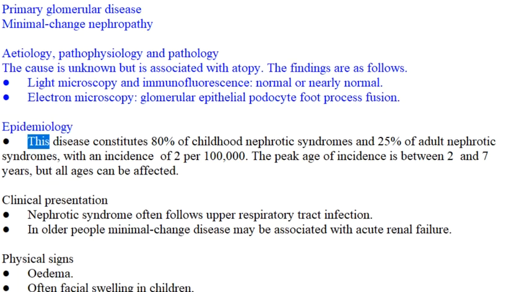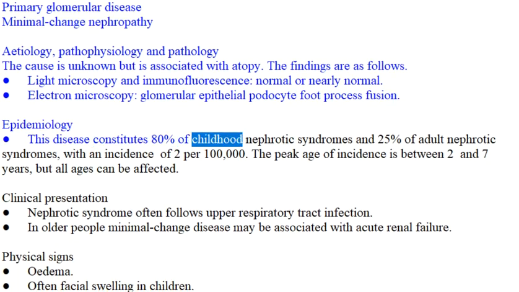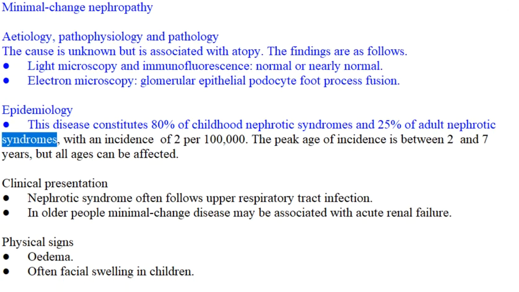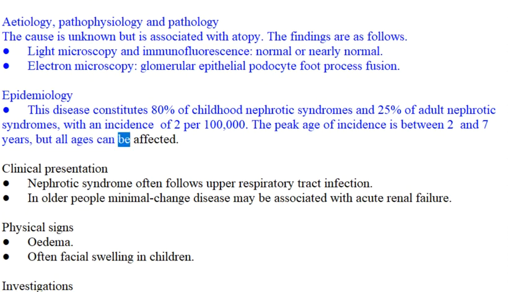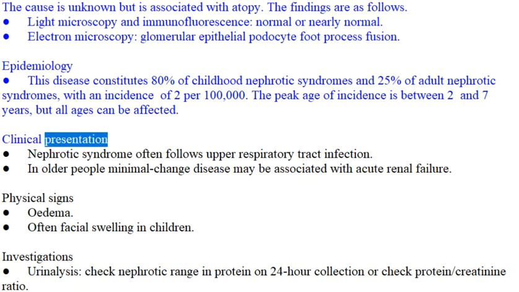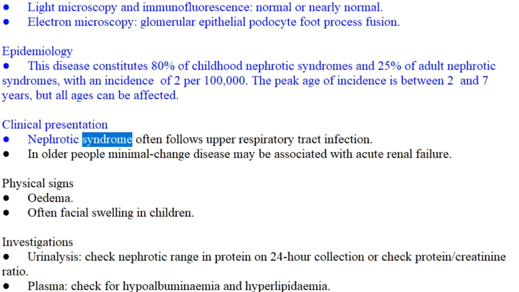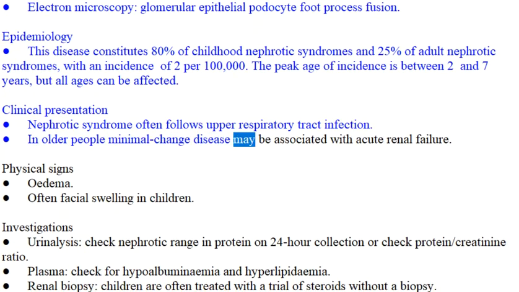Epidemiology. This disease constitutes 80% of childhood nephrotic syndromes and 25% of adult nephrotic syndromes, with an incidence of 2 per 100,000. The peak age of incidence is between 2 and 7 years, but all ages can be affected. Clinical presentation. Nephrotic syndrome often follows upper respiratory tract infection. In older people, minimal change disease may be associated with acute renal failure.